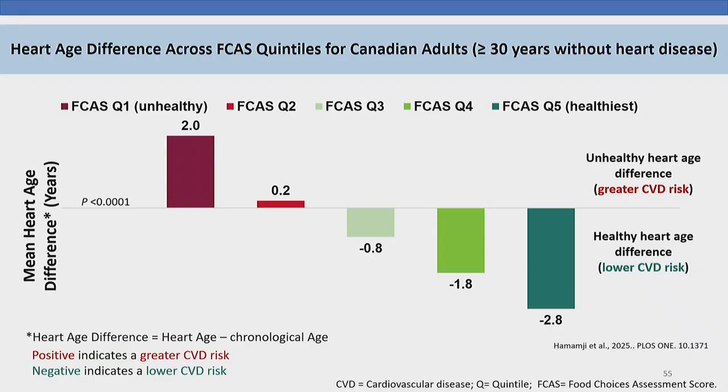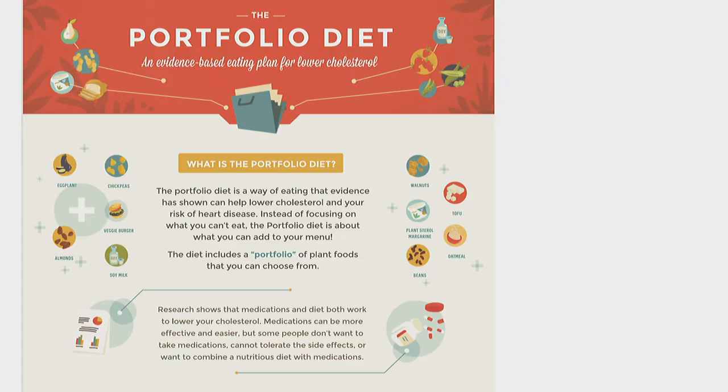And those in the highest quintile of the score, which means they are eating healthy according to Canada's Food Guide, have a heart age almost 3 years younger than their actual age. So here we can say there are benefits between Canada's Food Guide and cardiovascular disease, especially with this data from the Canadian population. The last thing I'm going to explain is the last dietary pattern, called the portfolio dietary pattern.